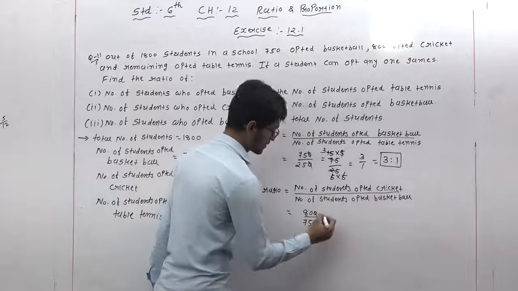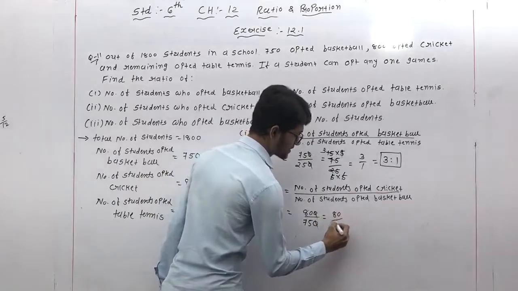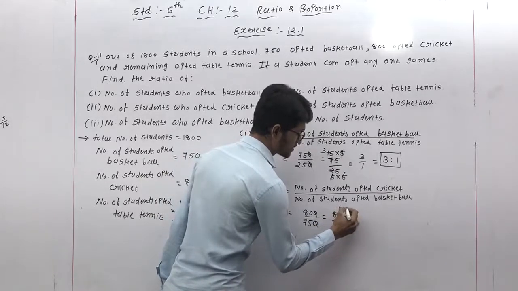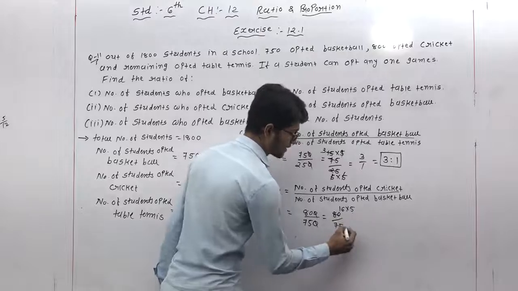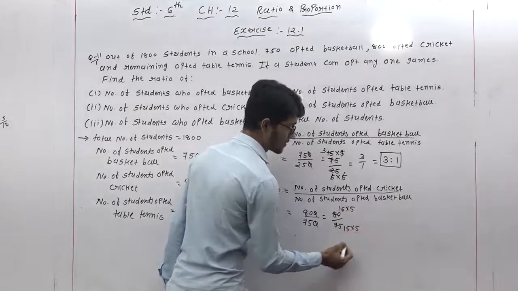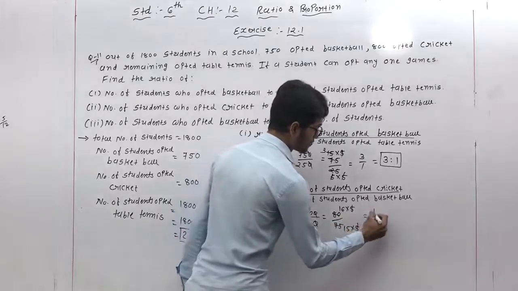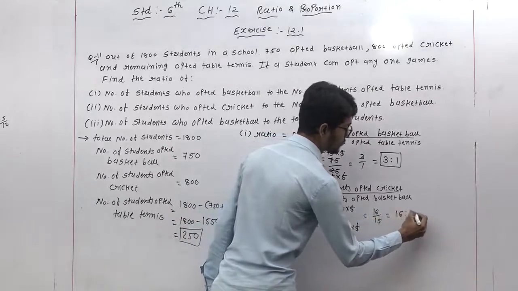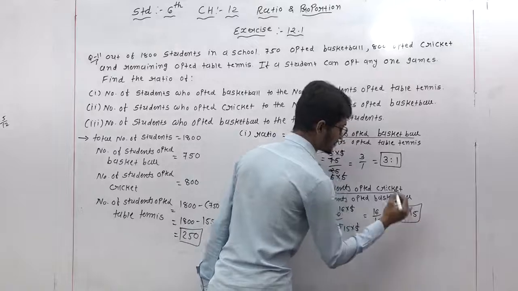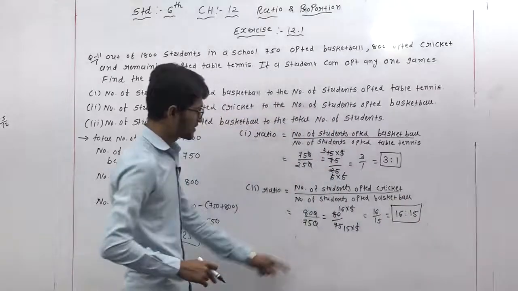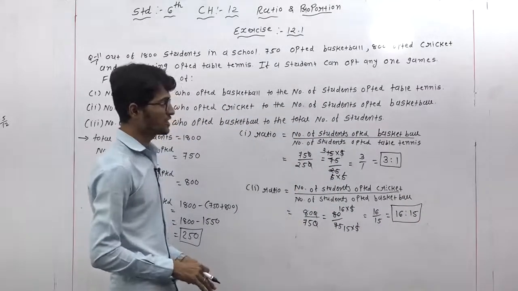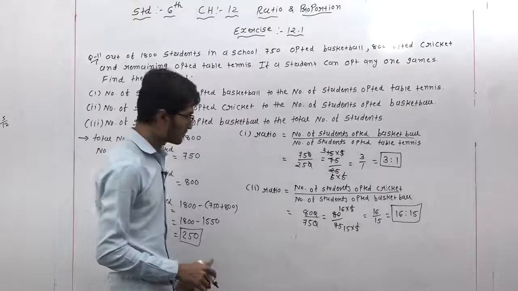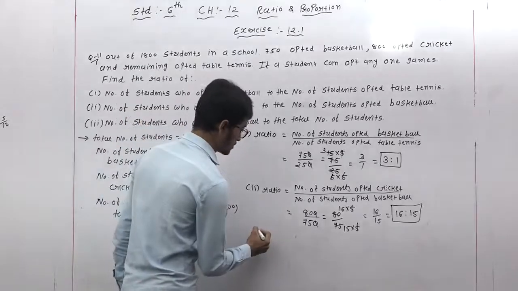0 0 cut. Here is remaining 80 and 75. This one is 16 5s are 80, here is 15 5s are 75, 5 5 cut. So our answer is 80 by 75, but we have to write 16 is to 15. This means second question's ratio is equal to 16 is to 15. Okay. Now our third questions.